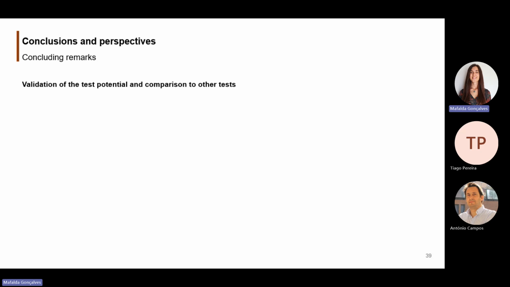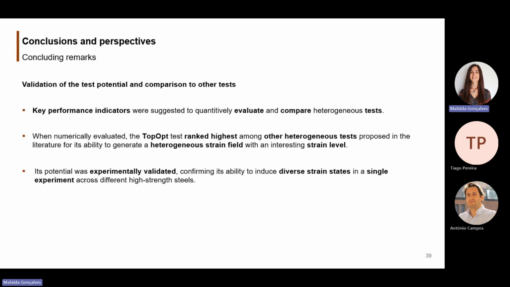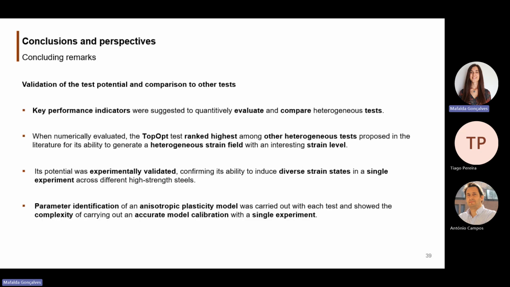Regarding the validation of the test potential, key performance indicators were suggested to quantitatively evaluate and compare the tests. When numerically evaluated, the top-up test ranked highest among the other tests, due to its ability to generate a heterogeneous strain field with an interesting strain level, and its potential was experimentally validated, confirming its ability to induce different strain states in a single experiment across different high-strength steels. And parameter identification of an anisotropic plasticity model was carried out with each test, and it showed the complexity of carrying out an accurate model calibration with a single experiment.